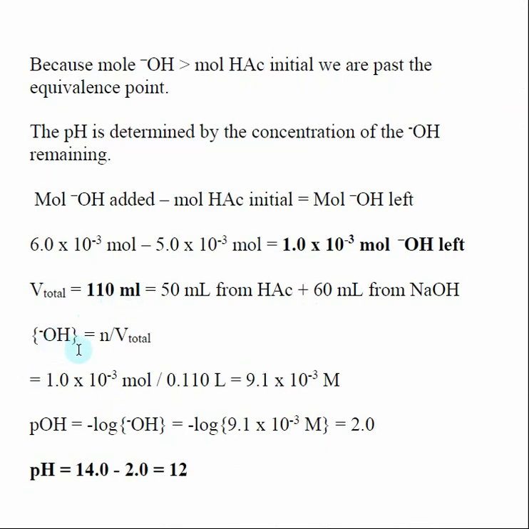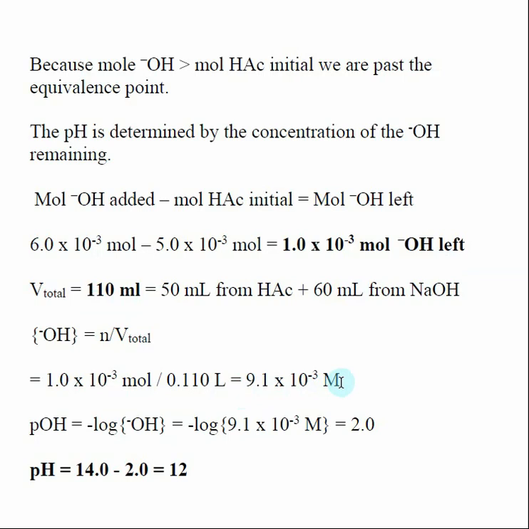Notice we're not talking about equilibriums anymore. Our weak acid has been completely neutralized, so the idea of equilibrium is gone. We don't need Ka or Kb. What we want to find is the concentration of hydroxide that remains. We know how many moles of hydroxide we have, and we know the total volume of the solution. We divide one by the other and we get the concentration of hydroxide, and that's what's going to determine the pH.